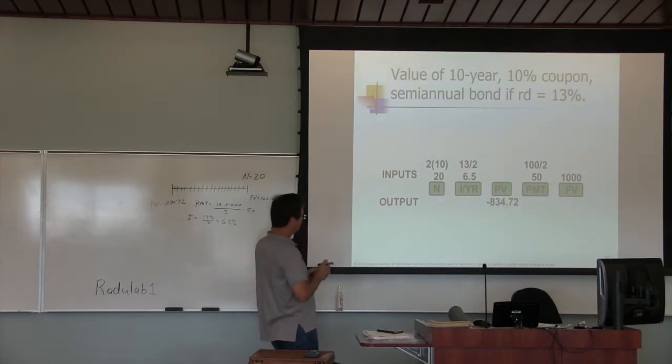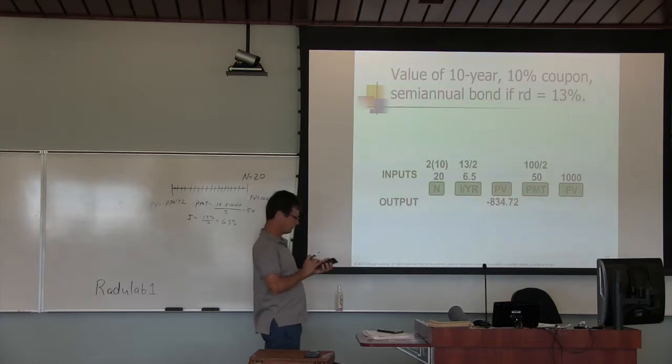Okay, so let's go ahead and set that up. We've got 20 for N, 1,000 face value, 50 for payment, 6.5 for I, compute PV. So we get the 834.72.